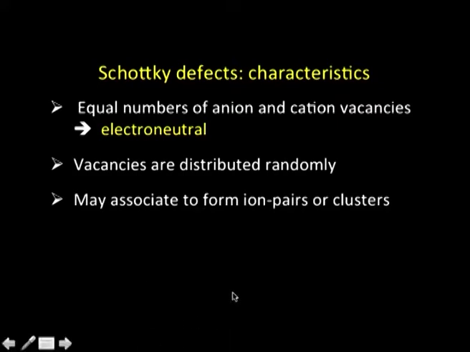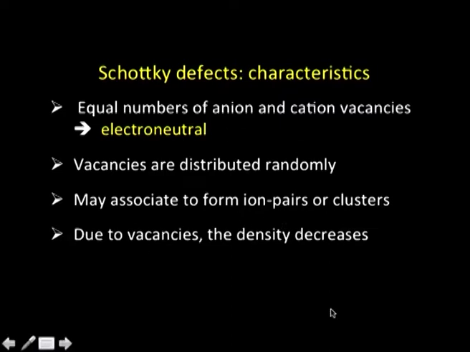Further, some of these vacancies may associate to form ion pairs or clusters. That is, we can have a situation where there is a cation vacancy and an anion vacancy close by, they form an ion pair, or they can add further to form what are called clusters. Then this is important, because in case of Schottky defects, since there are vacancies, the density will decrease, because the volume remains the same, but certain atoms or ions are missing. So, the mass becomes less. As a consequence, the density decreases.